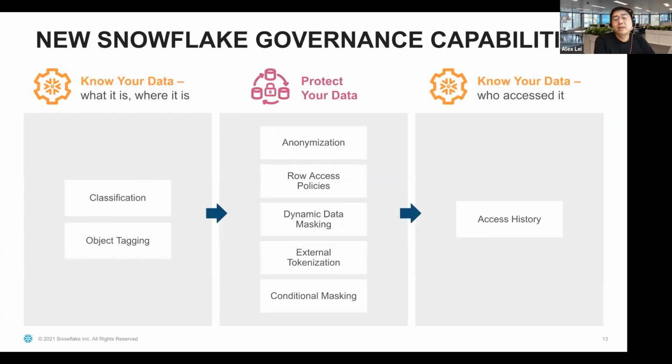So those 3 pillars are broken up, and then the types of technologies that have been created in terms of improvements are listed here. On the left-hand side, we've got the classification as well as the object tagging improvements that we've included into Snowflake. In the data protection space, we've got the anonymization as well as row-level policies, dynamic data masking, tokenization and conditional masking. And then lastly, in terms of looking at the access, we've got the access history. I'm just going to run through each one in subsequent slides.